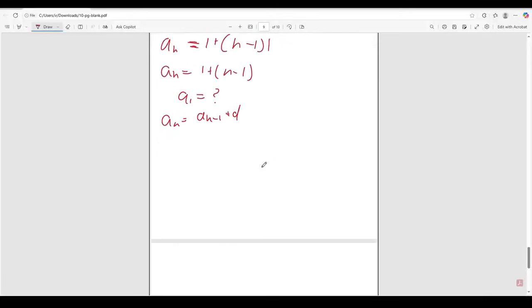So geometric sequences are going to be similar, just in the sense that they multiply and divide to get to the next term.